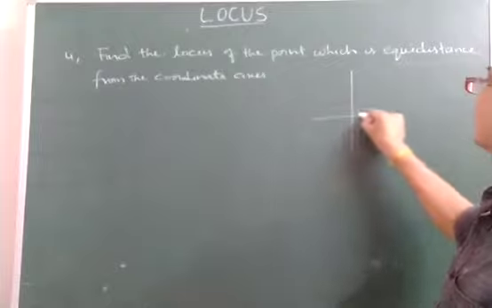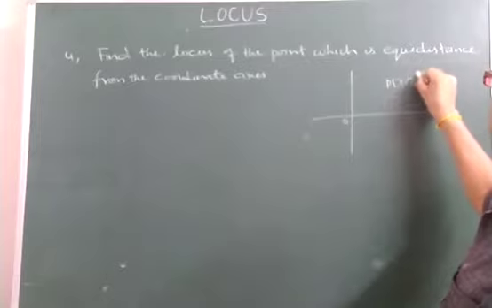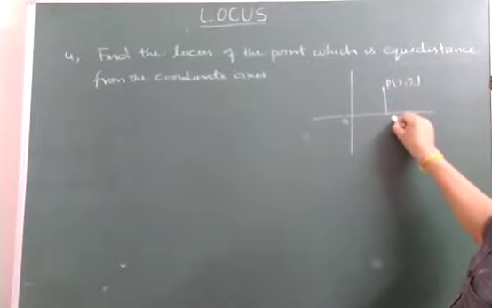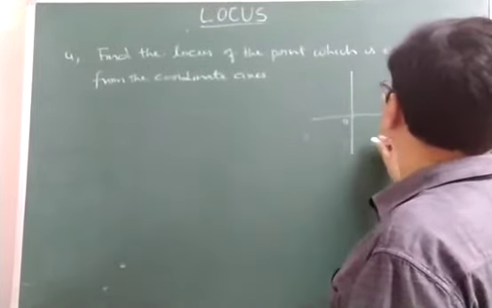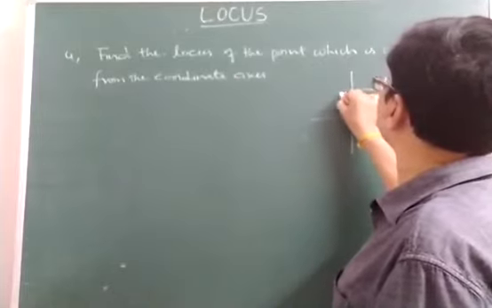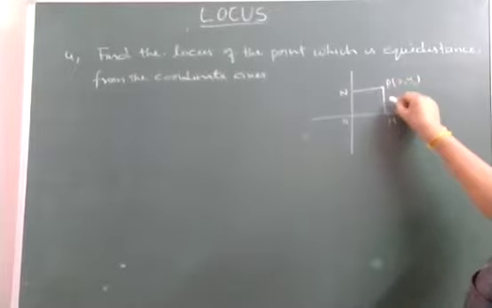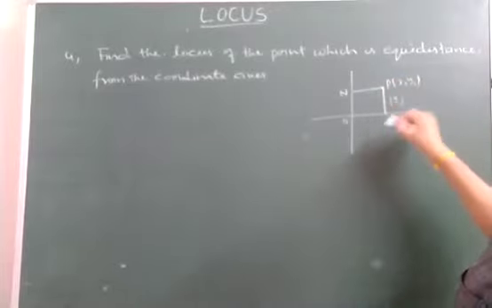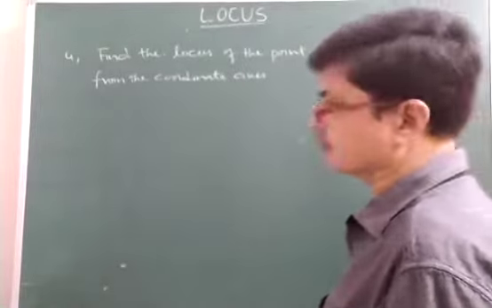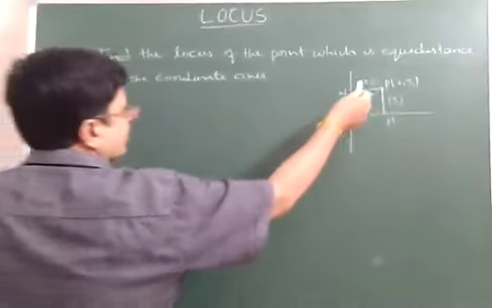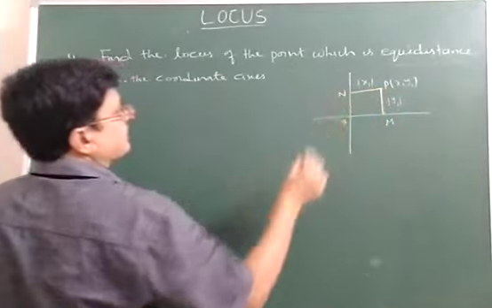So that's why we take the coordinate axis like this. This is the origin. We take a point P (x1, y1). Draw PM perpendicular to the x-axis, and draw PN perpendicular to the y-axis. We know that the distance from P to the x-axis is mod y1, and P to the y-axis is mod x1. The given condition is equidistance from the coordinate axis. That means PM is equal to PN.